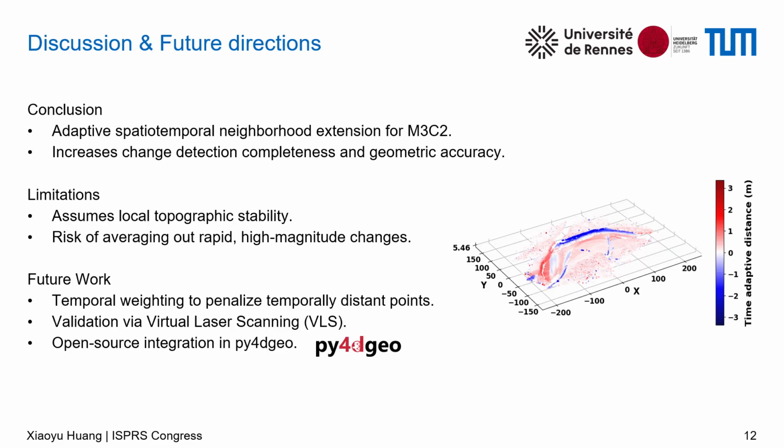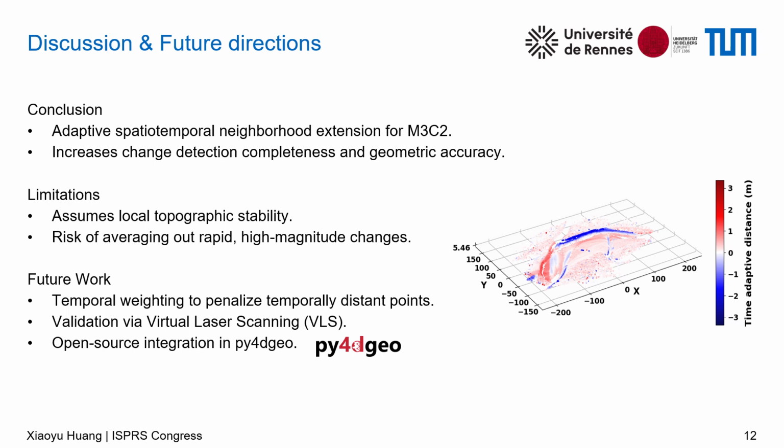To conclude, we introduced the concept of an adaptive spatial-temporal neighborhood into point cloud change detection. It resolves the problem of irregular spatial sampling and missing data in real-world 4D monitoring. Also, by aggregating data adaptively rather than blindly, we significantly increase the completeness of our change map compared to standard M3C2. And we improve the geometric accuracy compared to the commonly used fixed window aggregation approach.